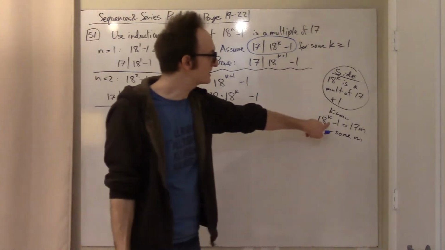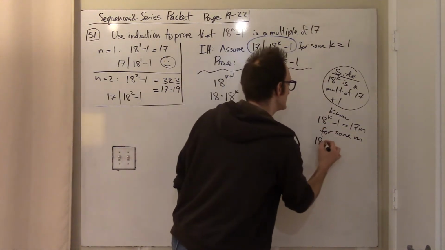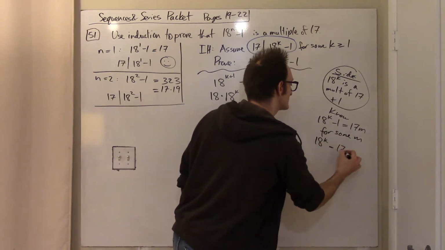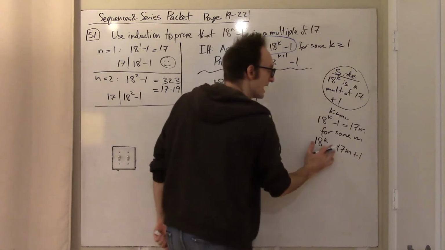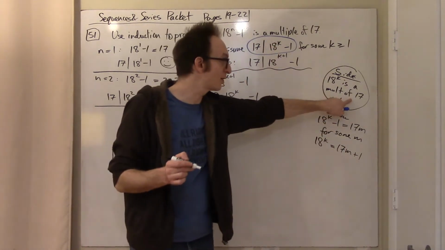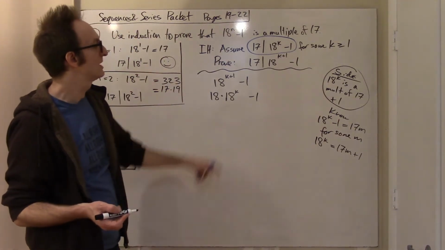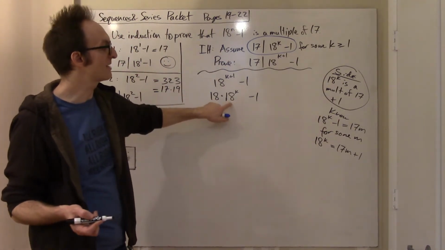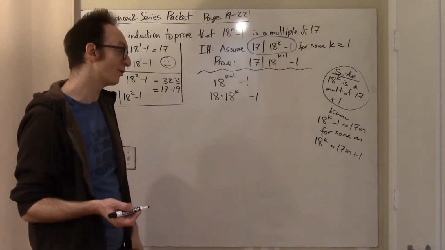Well, if 18 to the k minus 1 is a multiple of 17, then what can I say about 18 to the k? It's just 17m plus 1. So this is just written out now in clear algebra. This is what I just said over here verbally. And one thing you could do is just plug in 17m plus 1 right now for 18 to the k, and then this whole problem is over.